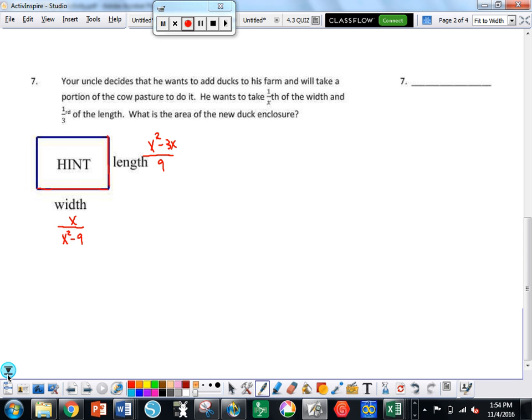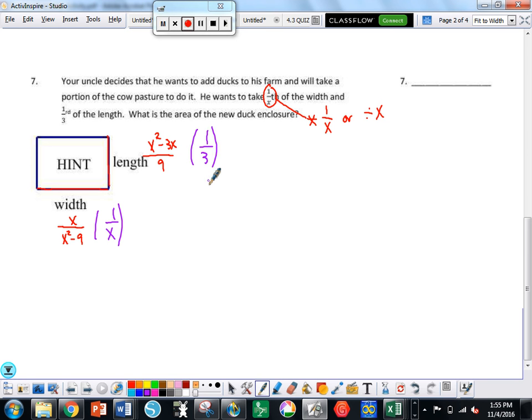So if I want to do a third or an x, we're either going to multiply by 1 over x, or we divide by x. Isn't that the same thing? Multiplying by the reciprocal is the same as dividing by the thing. The answer to that is yes. Now if I want to take an x of the width, we are going to times this by 1 over x. If I want to take a third of the length, I'm going to times this by 1 over 3.